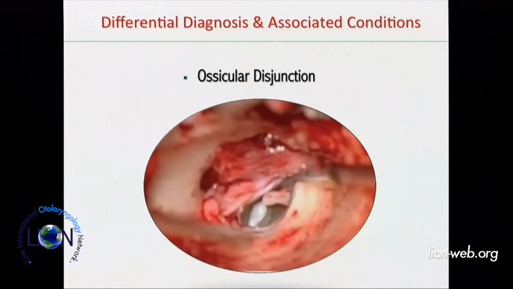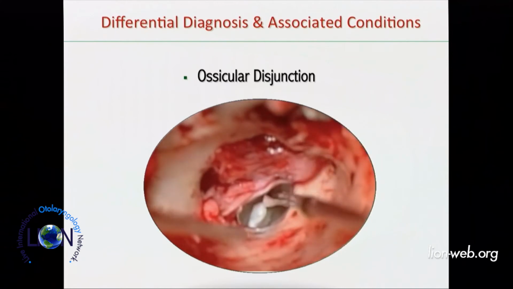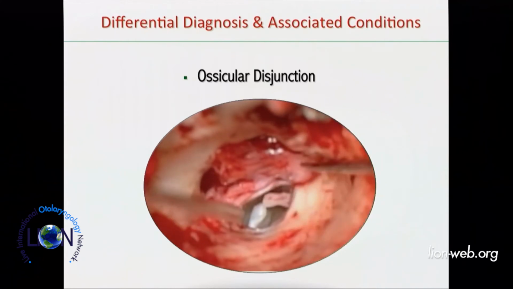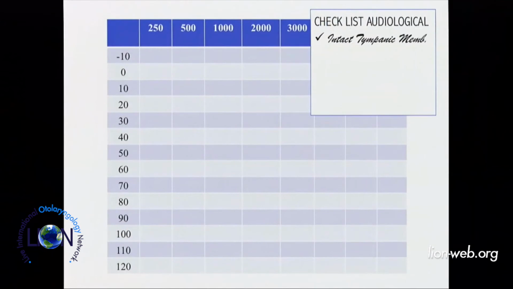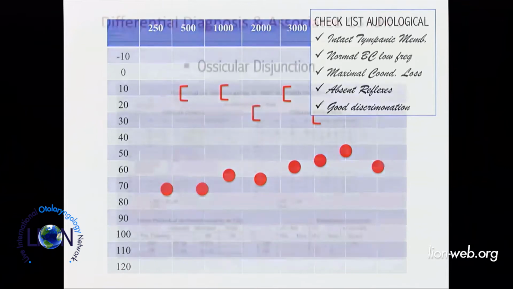Sometimes you have ossicular disjunction. You think it's otosclerosis, but it's not. Unilateral, probably with a trauma. In this case, with ossicular disjunction, the audiological checklist will show you the maximum air-bone gap, a really huge gap with an intact tympanic membrane, and also with good discrimination.